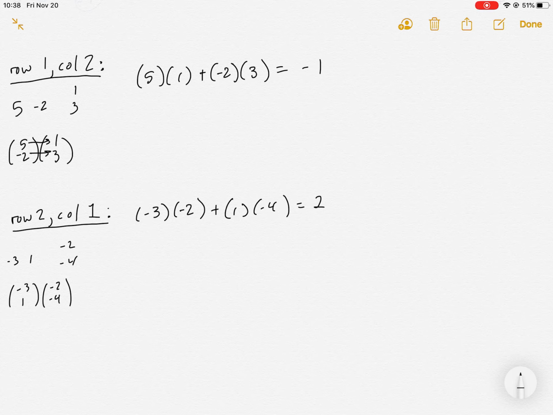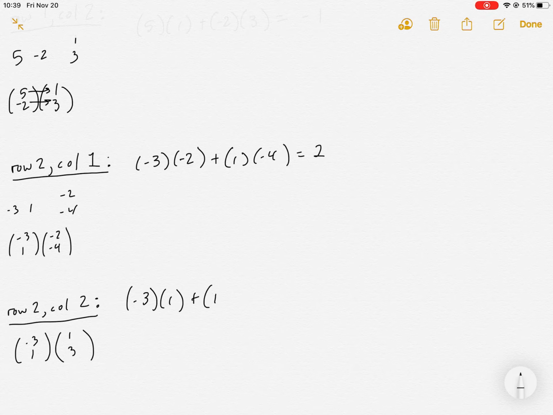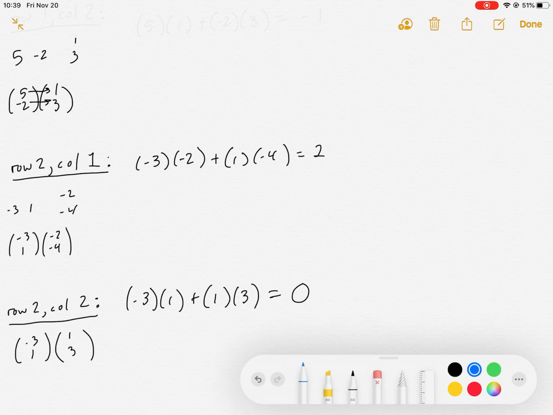And then in the final position, row 2, column 2, it's negative 3, 1, and 1, 3. So I get negative 3 times 1 plus 1 times 3, which actually comes out to just 0.